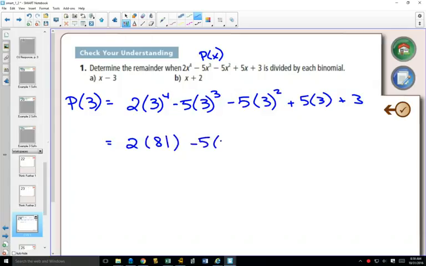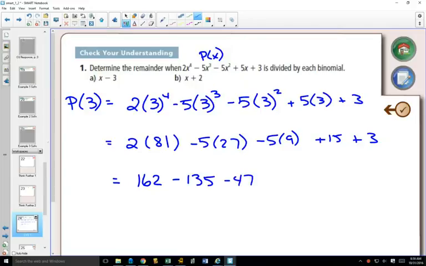Two times 81, 5 times 27, 5 times 9, plus 15, plus 3. 162 minus 135 minus 45 plus 18. Get 0. Okay. Some big numbers there. Some big mental math numbers that you would have to use if you use the remainder theorem in this case.